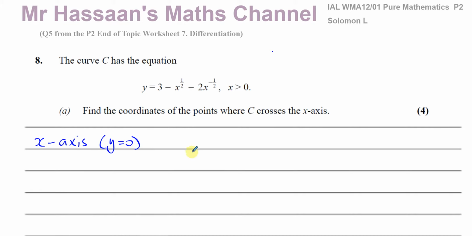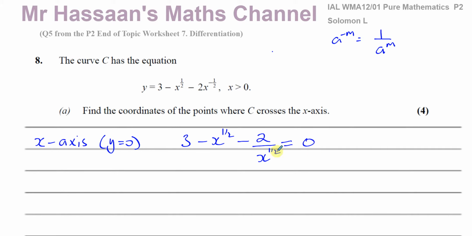Okay, so if I take this equation and replace the y with 0, I have 3 minus x to the power of a half. Well, I'm going to write this as 2 over x to the power of a half, because we know that a to the power of minus m is the same as 1 over a to the power of m. Okay, and that 2 is not included in that power, so the 2 stays up there. That becomes x to the power of a half as a denominator, and that equals 0.